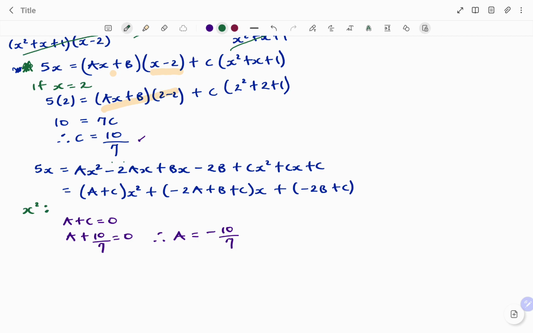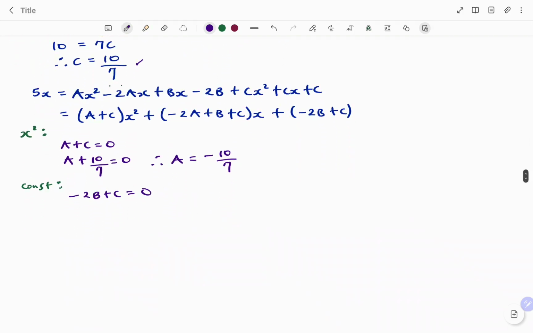The next step, for the coefficient of x, I have that as 0 on my left, but minus 2a plus b plus c on my right. However, if you look at the constant term, on my left hand side is 0, but on my right hand side, I have minus 2b plus c. So I'm going to equate minus 2b plus c equals 0. I know the value of c to be 10 over 7, so I have minus 2b plus 10 over 7 equals 0. Therefore, I have minus 2b equals minus 10 over 7.